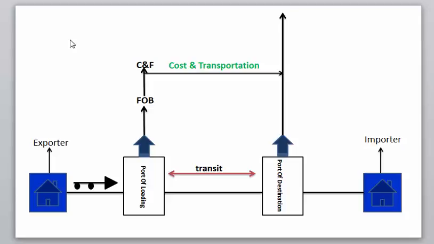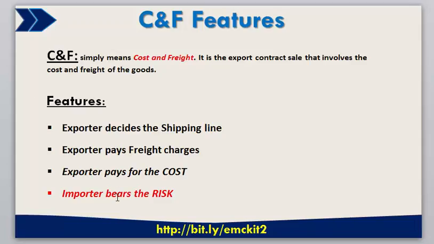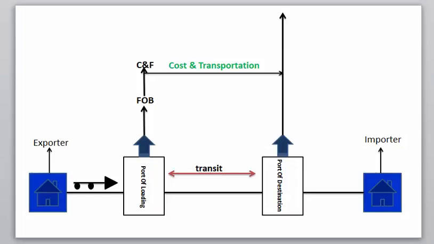The major thing you do here as an exporter is that you pay for the cost as well as the transportation. Just like I said here, your exporter bears the risk. So the exporter decides the shipping line, pays for the freight charges and pays for the cost of production down to the port of destination. So what if you now sign a CIF export contract with an importer? Now let's look at how that works in a jiffy.